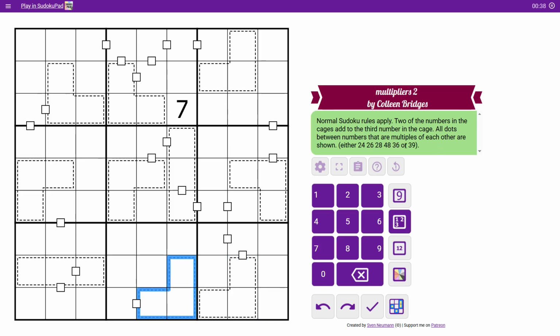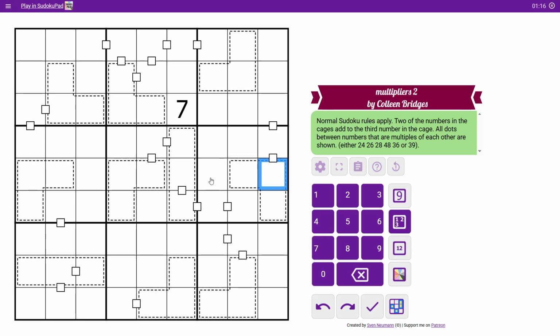All dots between numbers that are multiples of each other are shown, either 2, 4, 2, 6, 2, 8, 4, 8, 3, 6 or 3, 9. So these dots here between cells have to contain either 2, 4, 2, 6, like that could be 3, 6. It couldn't be a 9 there, for example, because you couldn't have a 3 there and a 3 there, and 3 is the only thing that goes with 9. There's no 1, 5, 7s next to dots because there's no multiples of them, as you can see from the list here. And that's about the only rules, so let's get started.